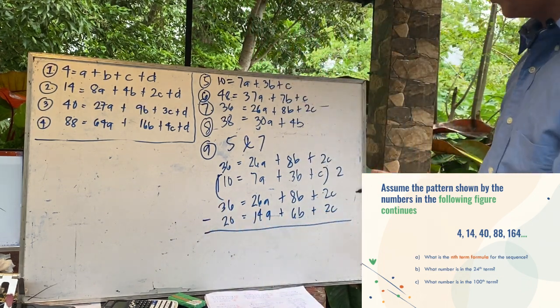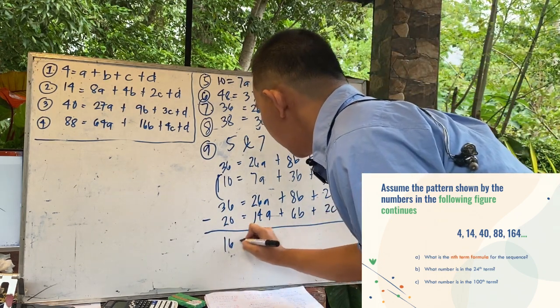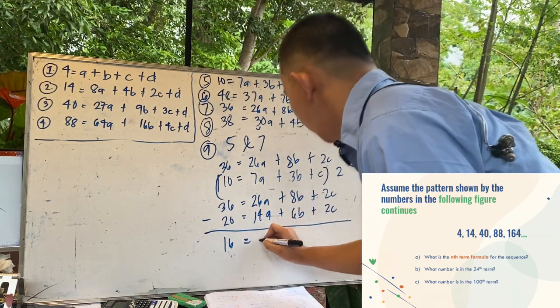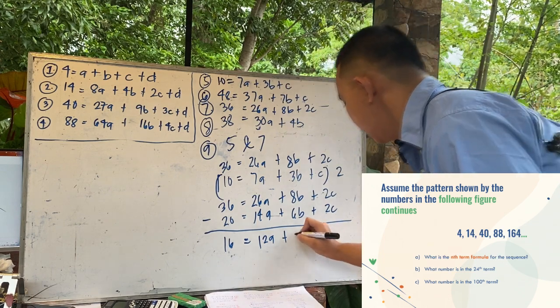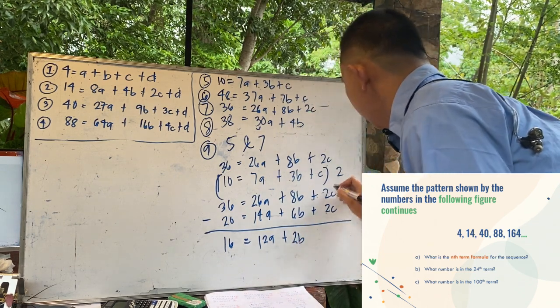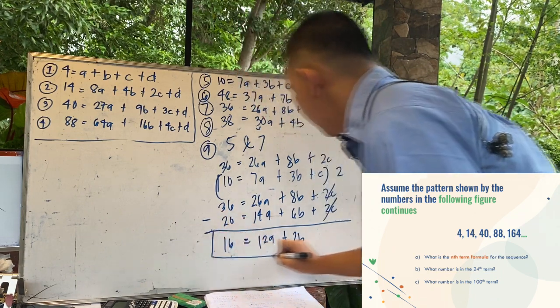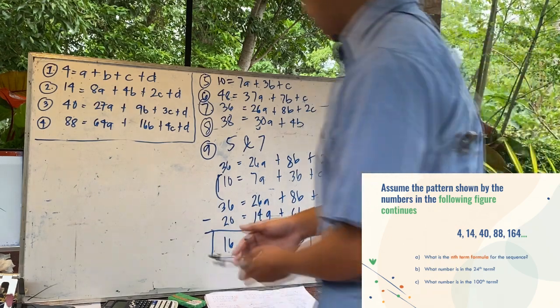And now we subtract the equations. 36 minus 20 is 16. 26 minus 14 is 12a. Plus 8b minus 6b is 2b. And now we cancel 2c. And now for our equation 9, we have 16 equals 12a plus 2b.